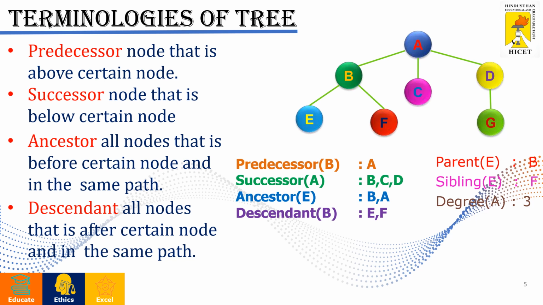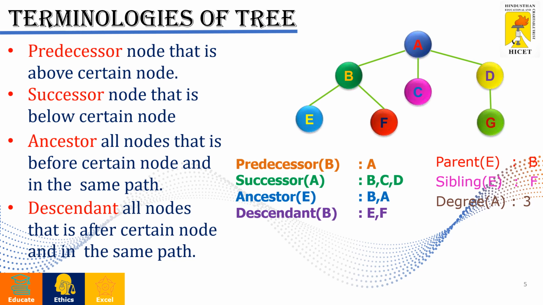The first terminology is predecessor. Predecessor can be in any level. Predecessor is a node which is above a particular node. So from the example, the predecessor of E is B, and the predecessor of B is A. B is in level 2, A is in level 1. So whichever node is above a particular node is called a predecessor.